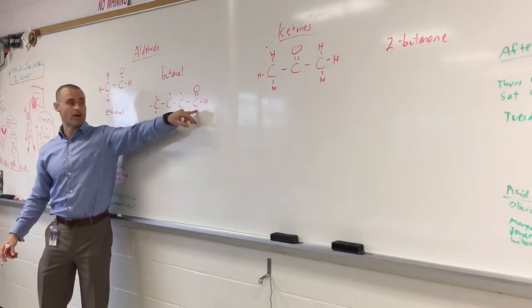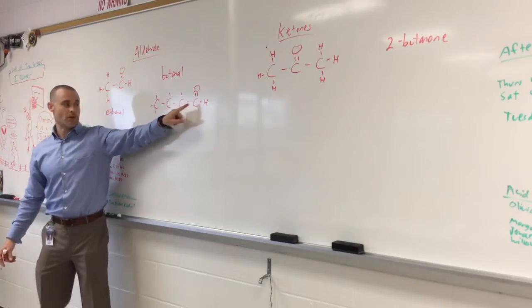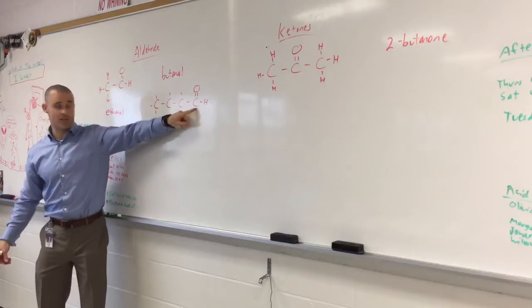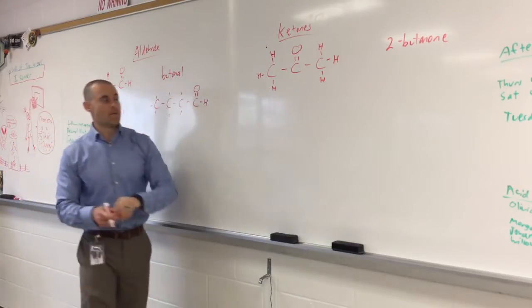This must be here, 1, 2, 3, 4. Some kids forget this counts. So they'll put 4 carbons in addition to that. That's 5. You don't want 5, you want 4 total. That counts.